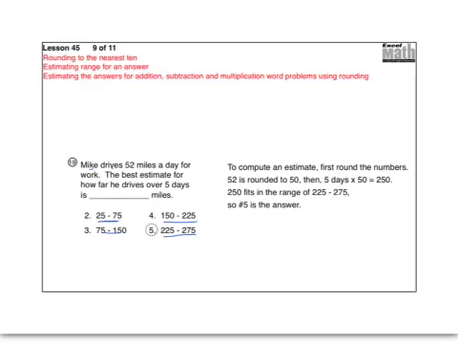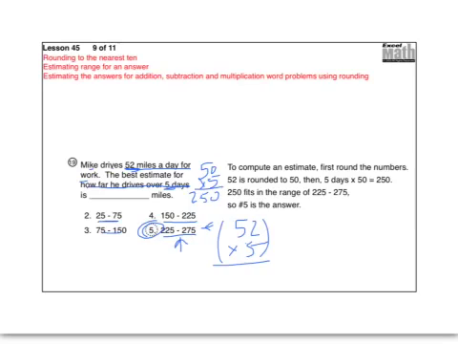So it says Mark drives 52 miles a day for work. The best estimate for how far he drives over 5 days, well, you're going to do 50 times 5. Write that down, and that's 250, right? 250 goes right in between 225 and 275. So you pick that one to go in your check answer. I don't want to see anybody doing 52 times 5 on these kinds of problems, because that gives you an exact answer. We don't want an exact answer. And this shows that you don't really understand what you're doing.